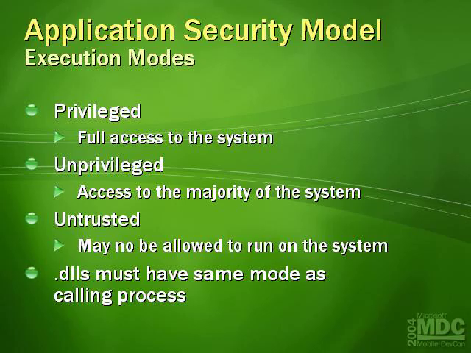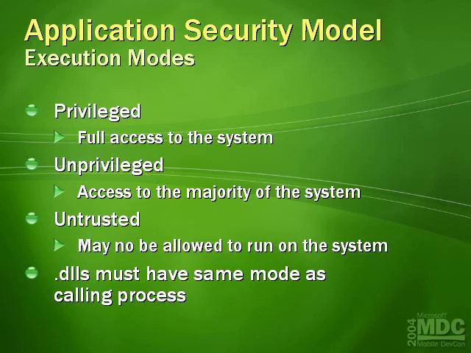Now, the basis of the application security model is that there are 3 execution modes that your application can possibly be running in: privileged, unprivileged, and untrusted. An application running at privileged mode has full access to the system. It basically can do whatever it wants. An unprivileged application has the access to the vast majority of the system. You can do pretty much anything you want, except for you won't have direct access to the radio. You'll have to call through other APIs to make calls.